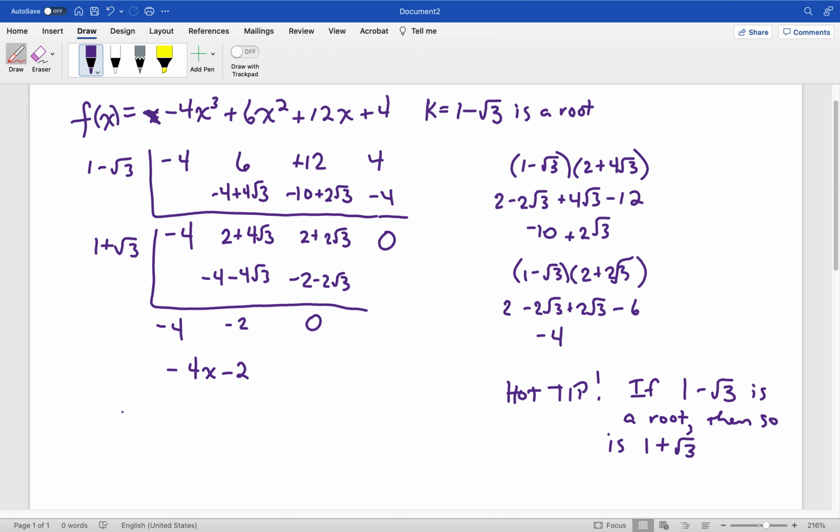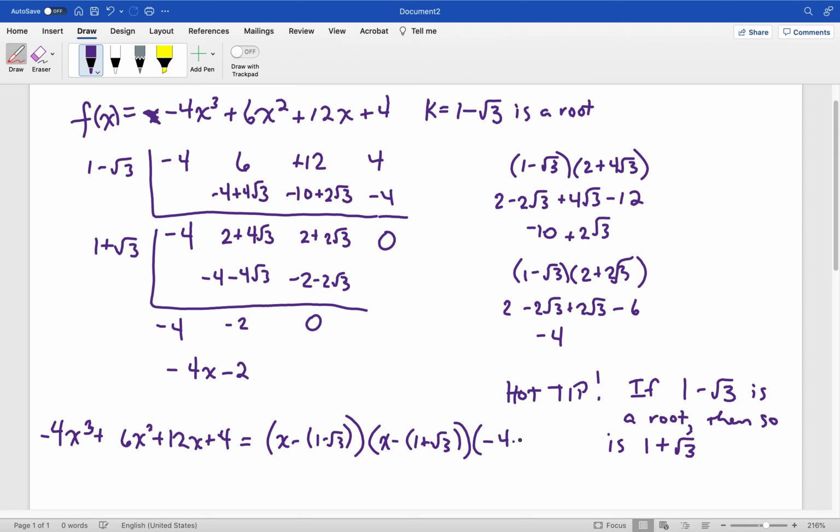Oops, cubed. X squared plus 12x plus 4. Okay, so what we know is that that can be factored as x minus this guy times x minus this guy times negative 4x minus 2. So those are our three, that tells us our three roots. So 1 minus square root of 3 is one root, 1 plus the square root of 3 is another root, and this is our third key to finding the root.